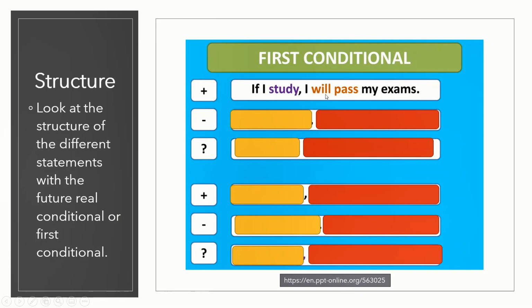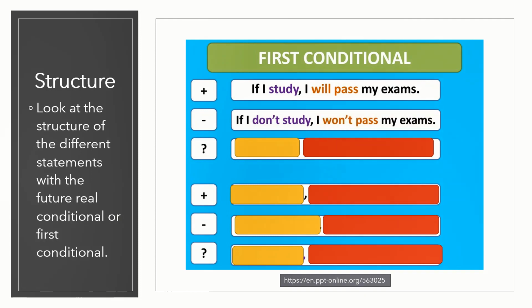Now, if we use the same example in negative form, we can say, if I don't study, what is going to be a future result? I won't pass my exam. Pay attention that we're using will in the negative form, or the contraction for this, that is won't. Now I can also use it in questions. If I study, will I pass my exams? Well, I can say, of course, yes.